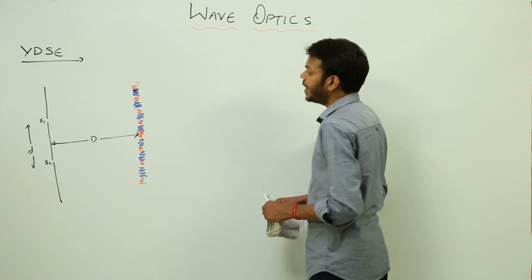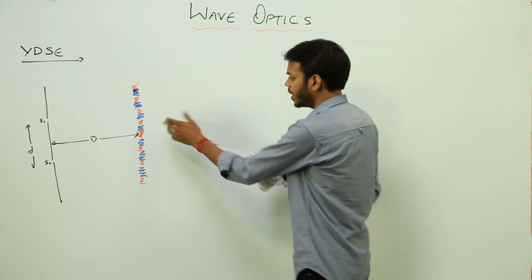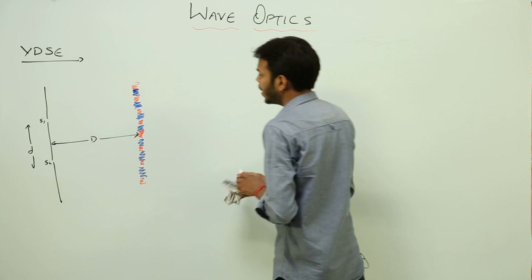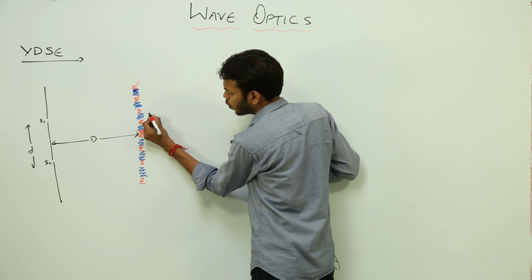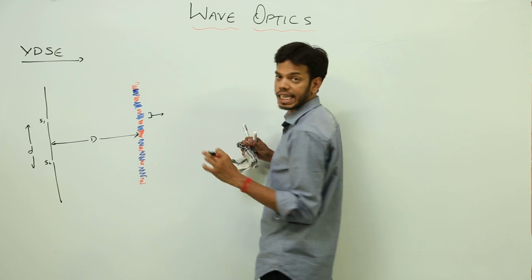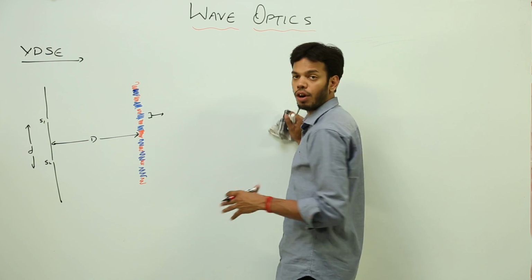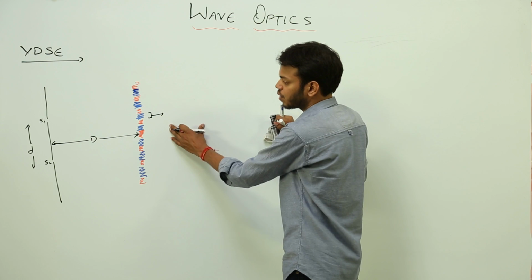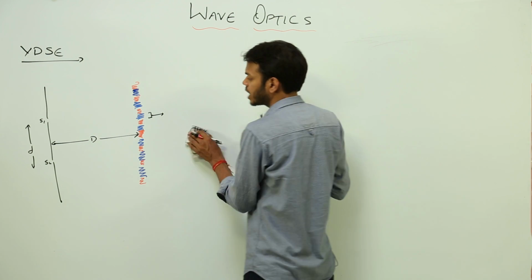Now we want to find an expression for fringe width. What is fringe width here? Fringe width is how large or how thick this particular fringe is. Let it be dark, let it be bright, how thick is this fringe? That is called fringe width. We need to find an expression for it.